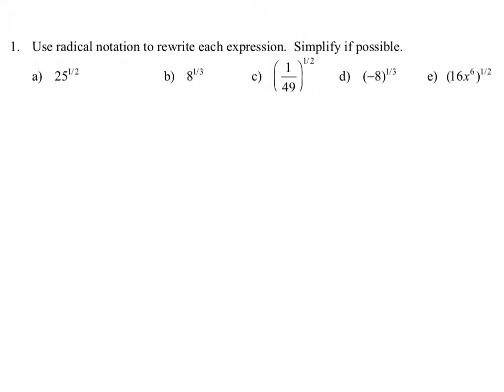25 to the 1/2 power can be written as the second root of 25, and that's the same thing as finding the square root of 25, which is 5. So 25 to the 1/2 power can be written as 5. 8 to the 1/3 power can be written as the cubed root of 8. And the cubed root of 8 is 2, because 2 to the 3rd is equal to 8, so the cubed root of 8 is equal to 2.